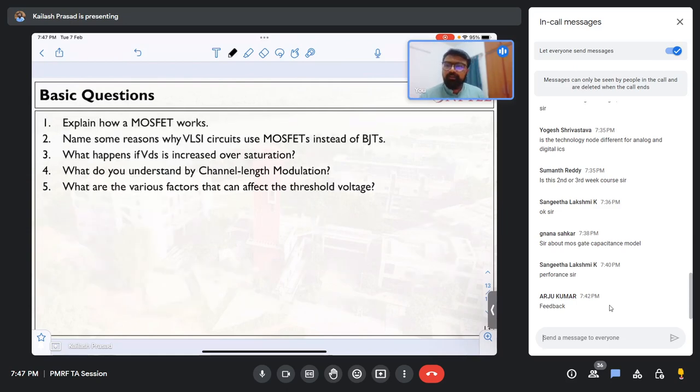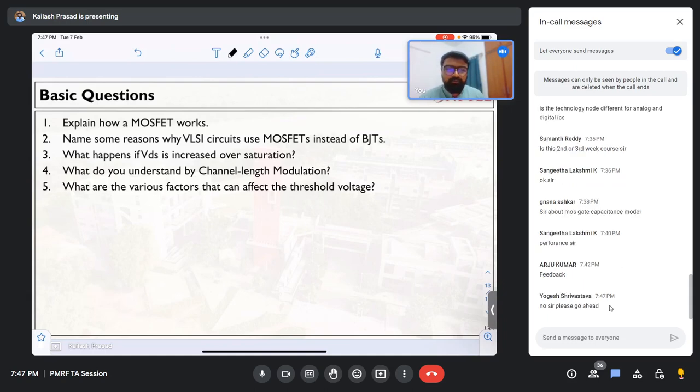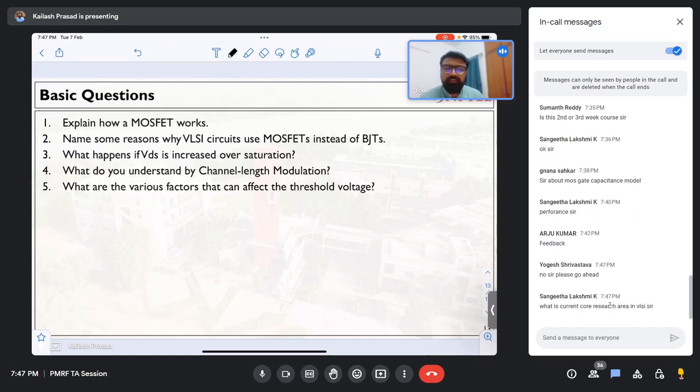Okay, so some of the basic questions, and these are questions for you, because you already know the basics of things, right? Okay, before proceeding ahead, I just want to answer: what is the current core research area in VLSI?